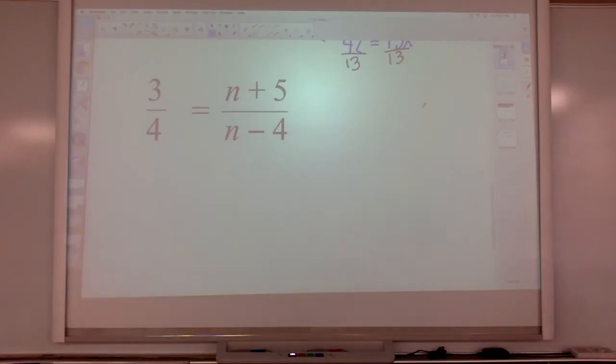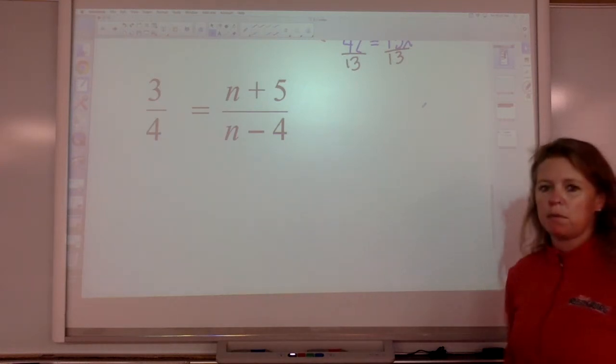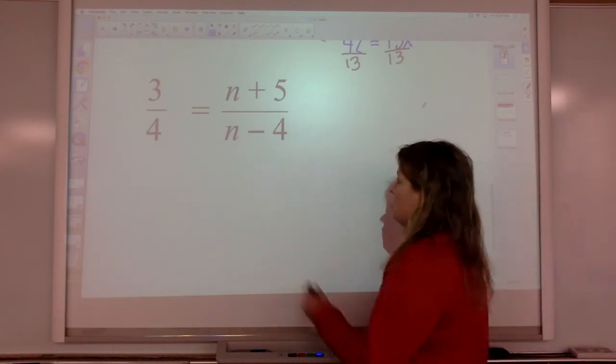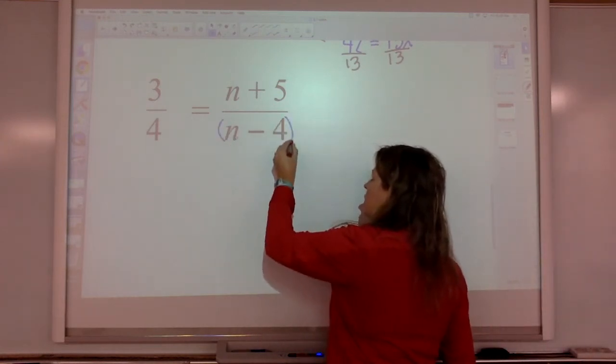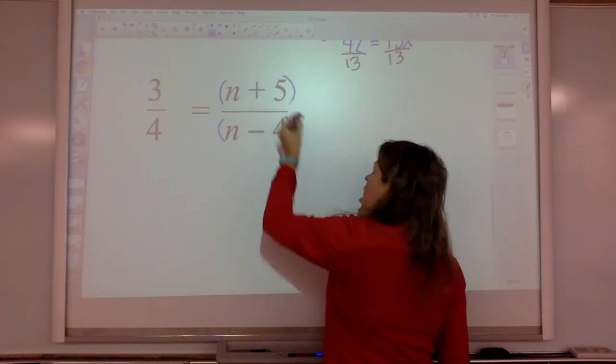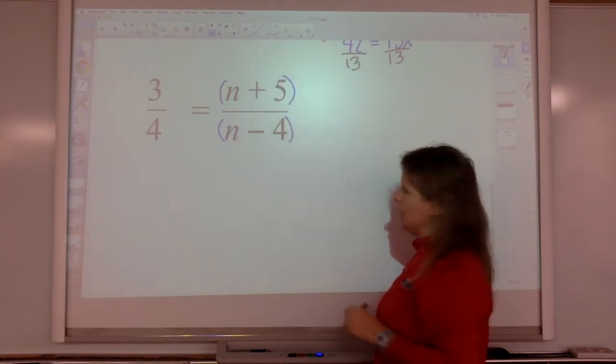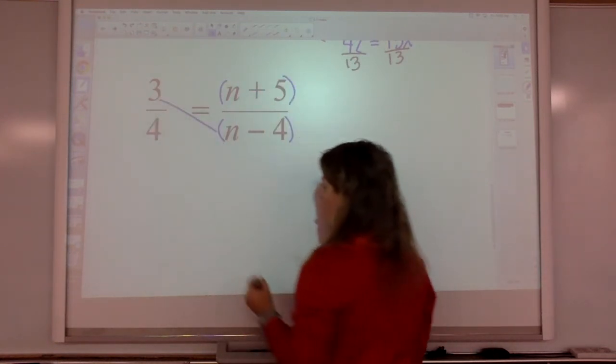All right, take a look at this problem. Write it down. 3/4 or 3 over 4 equals n plus 5 over n minus 4. We've got a double distributive property here. Both the numerator and the denominator need the parentheses. You can't just do it to one or the other. Cross multiply in either direction. I'm going to go this way.